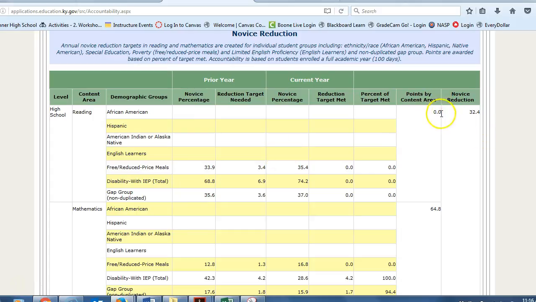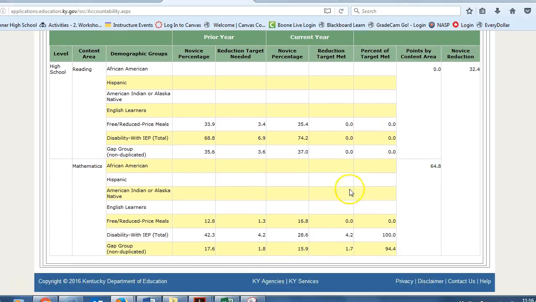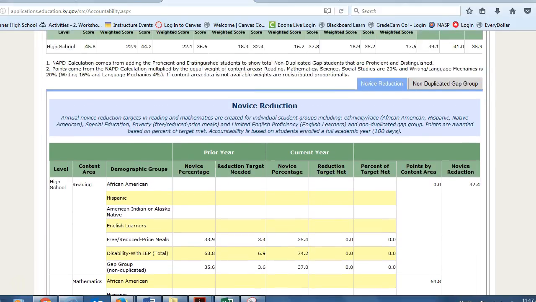Over here it tells you how many points we got by content area. This novice reduction piece comes from reading, which is coming from, again, your English 2 EOC. Math is coming from Algebra 2 EOC. Down here you can tell we got 100 points, we got 94.4 points. It's a percent of target met, but that will add together to give us our 64.8 points. And in reading here, we did not get any points. So those are some pieces that you're going to take a deeper look at.